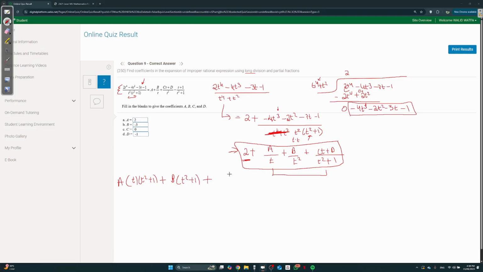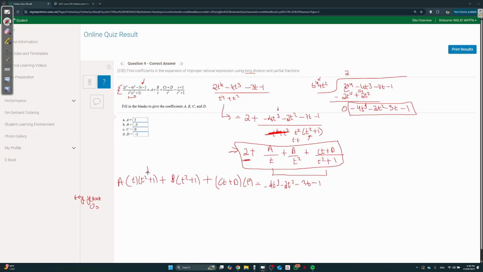Plus, now ct plus d, we're going to multiply that by what are we missing? We have t squared plus 1 here. What are we missing? We're missing the t squared. We know that when you multiply these, you should get the original numerator, which was what? Minus 4t cubed minus 2t squared minus 3t minus 1. So you got your original numerator. Now, what did I tell you you do? Try your zeros. Let's try our zeros.